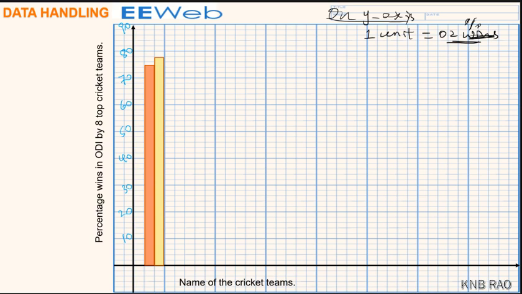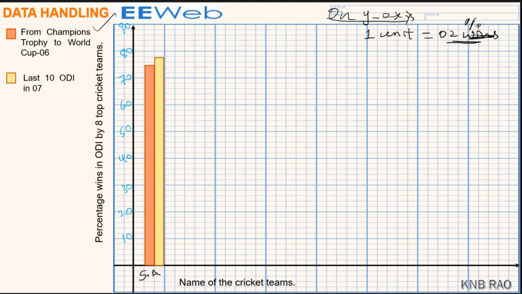Then coming to the last 10 ODIs in the year 2007, they won 78%. So this is South Africa's. I am showing now the color indication. The first color represents Champions Trophy to World Cup, and the second color represents the last 10 ODIs in the year 2007. And this is how we plot the graph.